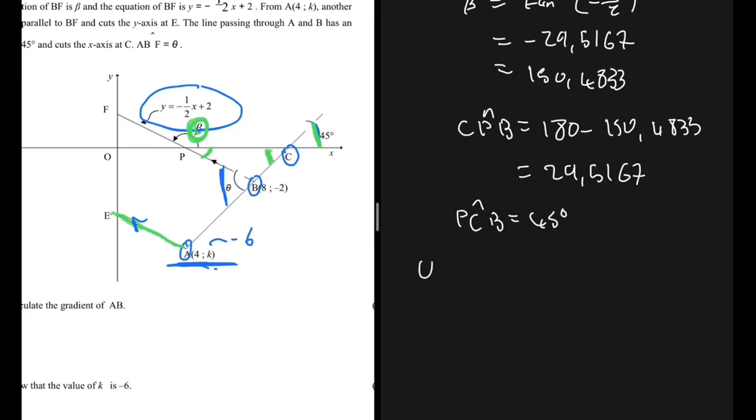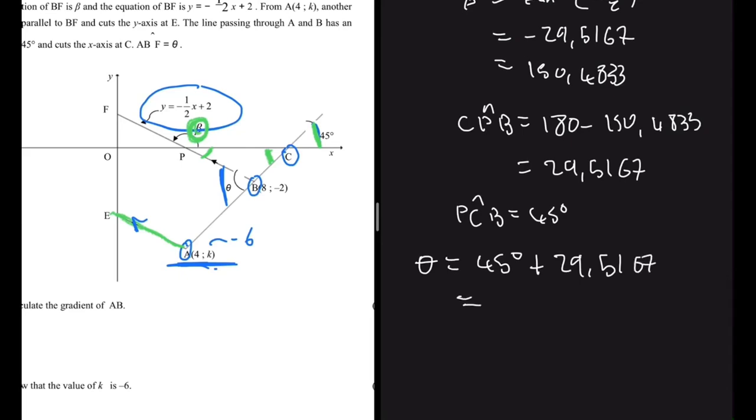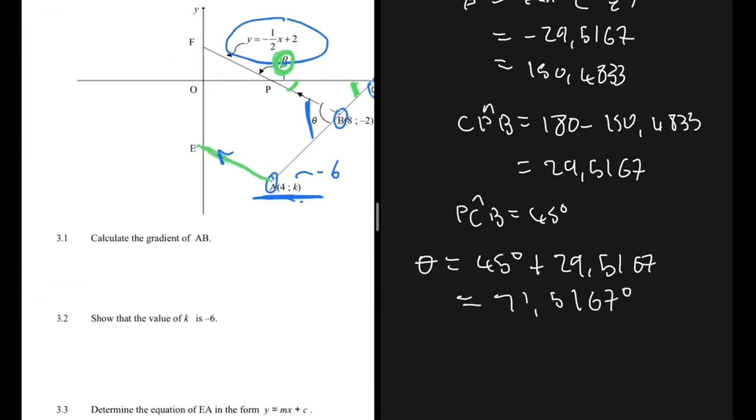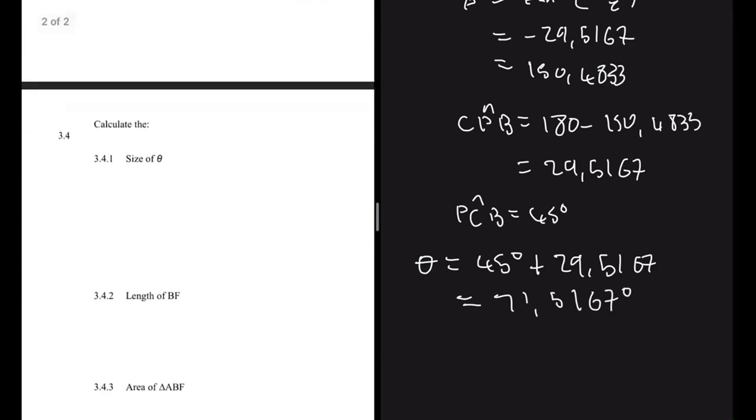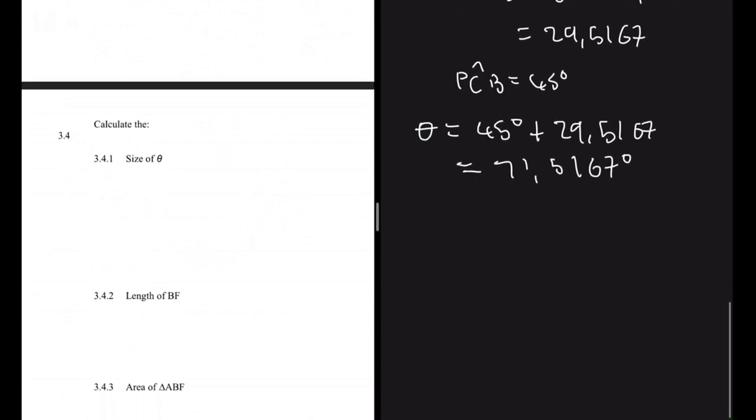So now we can find theta. Theta is equals to the sum of the two, which is gonna be 45 degrees plus 29.5167, and that is all equals to 71.5167 degrees. Now let's move forward and find the length of BF. That's 3.4.2. So we want to find the length of BF, right?